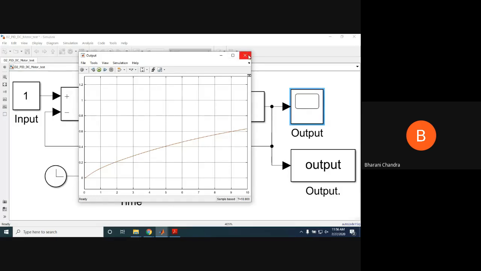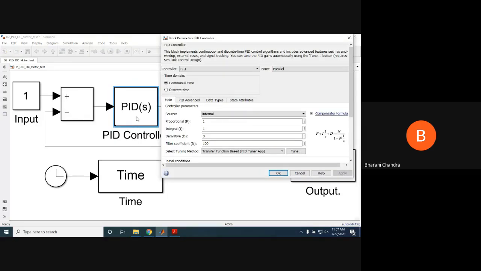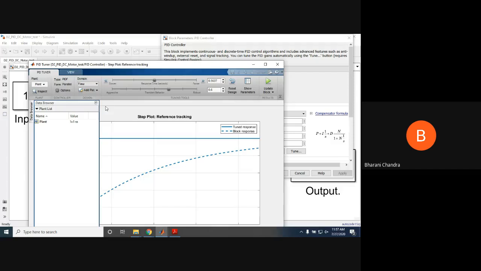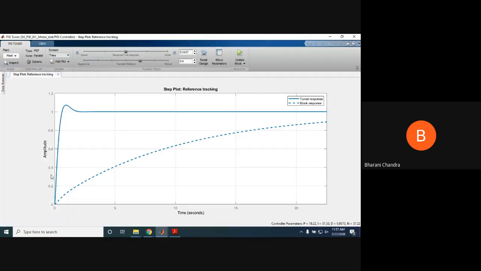Now I will show you in 1 minute how to tune this PID control. This is very much important. Step number 1 here is to double click the PID controller, and there is this small button called Tune. If you press this Tune button, it will show you the response like this. The dotted line is the block response, just now what we have seen, and the dark blue line is the tuned response.